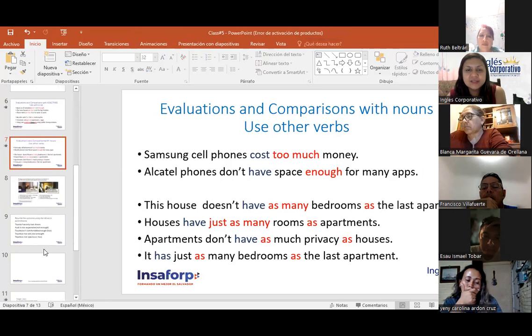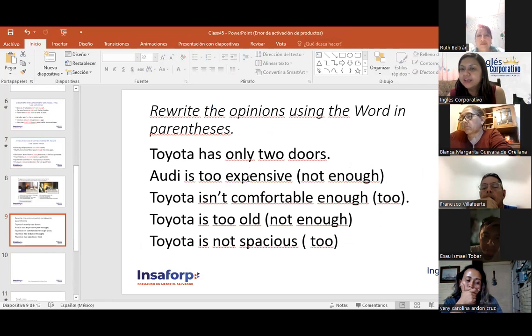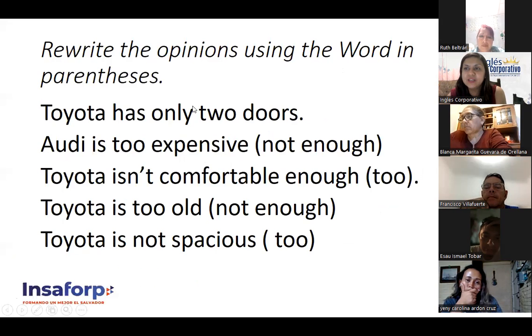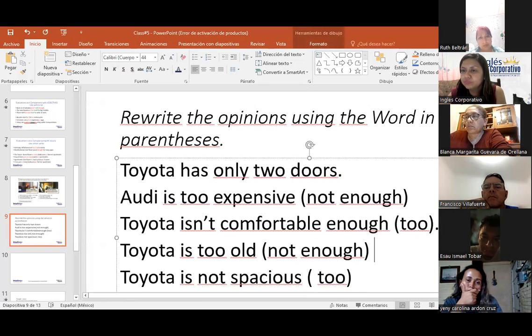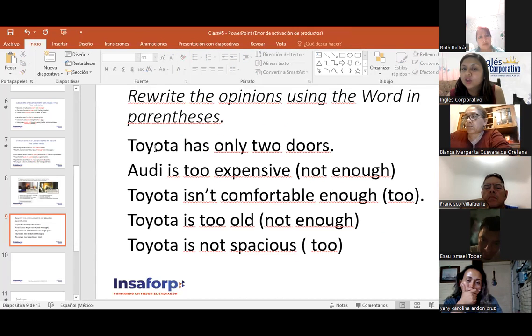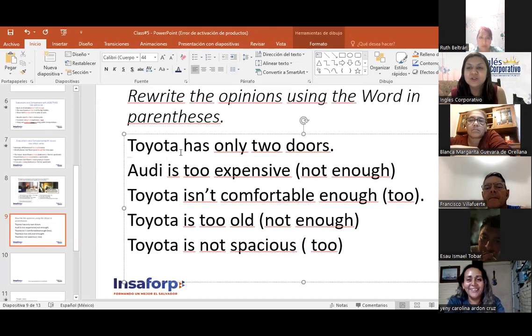Good. So guys, now I have another activity for you. In this activity, you have to rewrite the opinions using the word in parentheses. For example, just imagine you're going to buy a new car, okay? And you have two options, Toyota and Audi. So we have here, Toyota has only two doors. Audi is too expensive. Toyota isn't comfortable enough. Toyota is too old, and Toyota is not spacious.